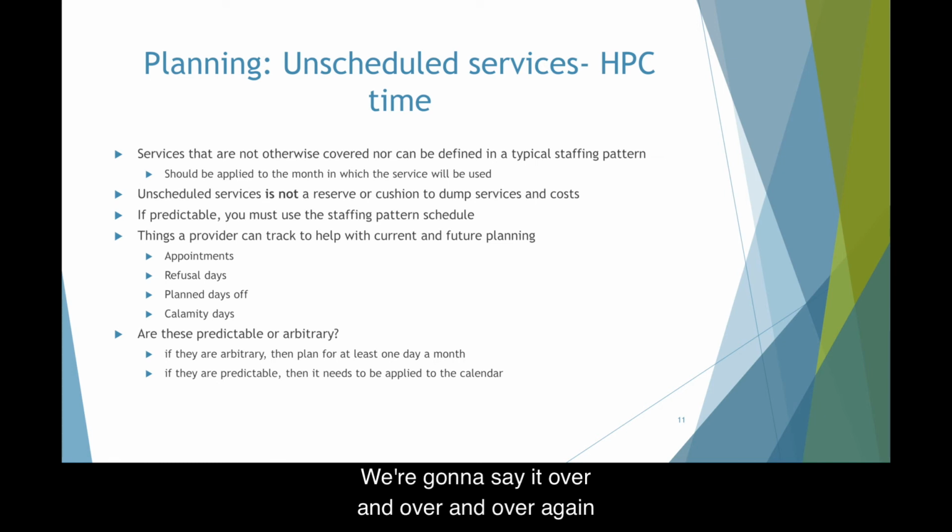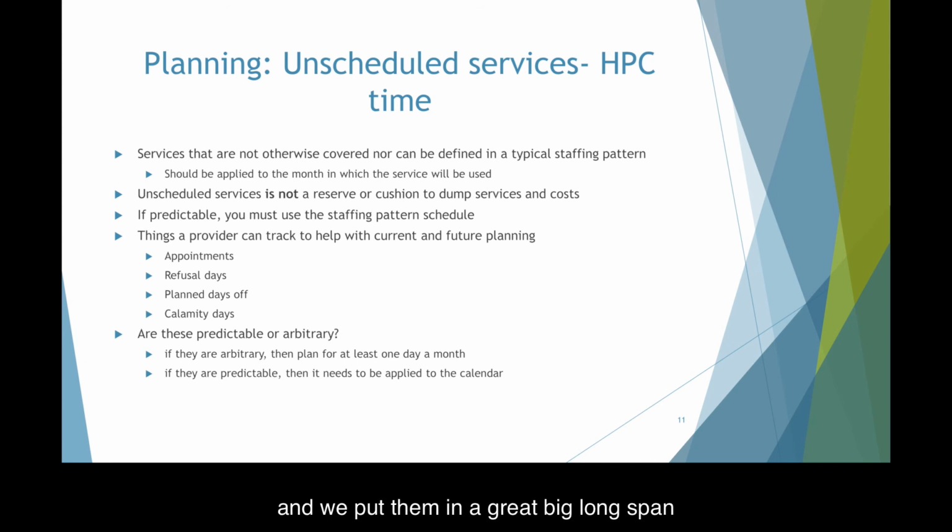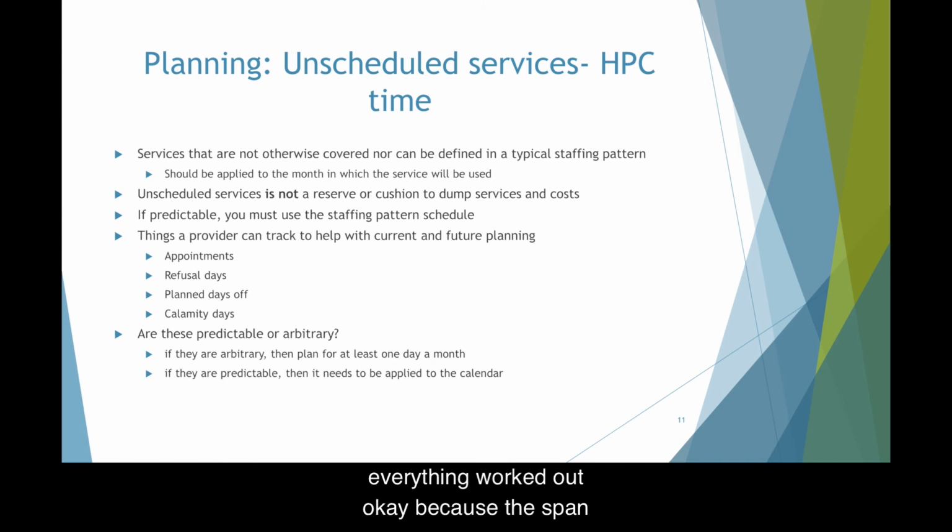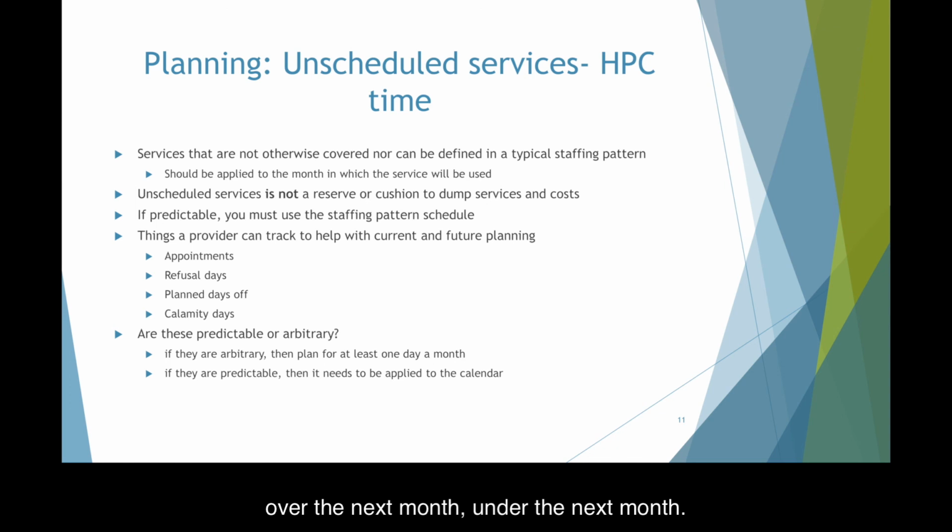We're going to say it over and over again in this presentation. Everything is by the month. In the past, we took all of these things and we put them in a great big long span, and just so long as we had them in there, everything worked out okay, because the span was a much longer time period. The spans are now 1 month. If you don't get them in the correct month, you're going to be over 1 month, under the next month, over the next month, under the next month. That's the volatility that we're trying to take out of the system.